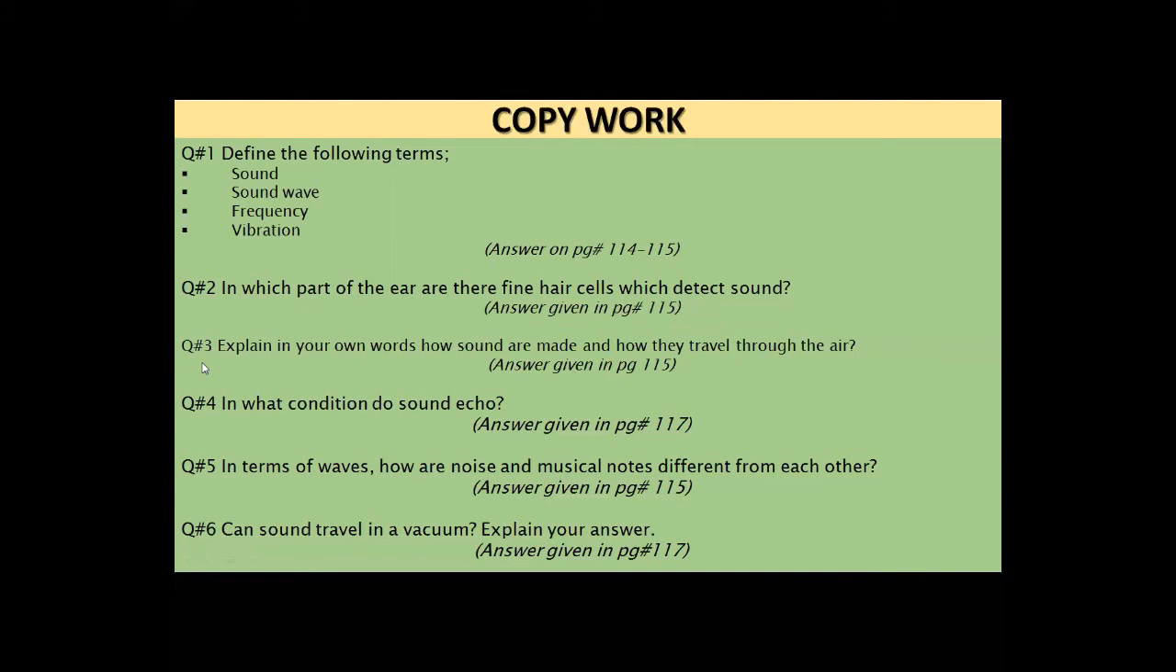What is question number 3? Explain in your own words how sounds are made and how they travel through the air. This is a descriptive, detailed question, and the answer is given on page number 115 in your book and on the slide. Question number 4 is, in what condition does sound echo? The answer is given on page number 117.